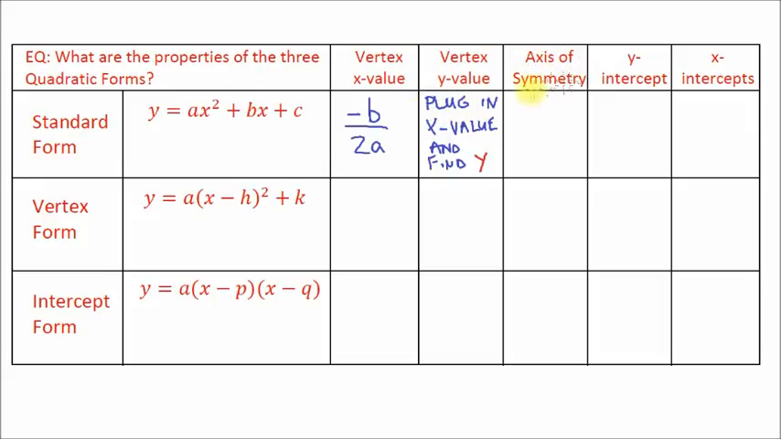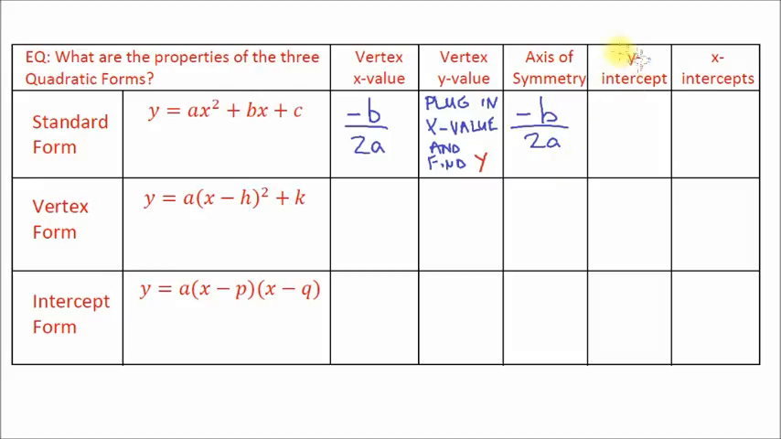Okay, how do we find the axis of symmetry? We know the axis of symmetry is a vertical line that passes straight through the vertex. Well, the axis of symmetry is actually found the same way the x value of the vertex is found. You just find it with negative b over 2a. And remember, the axis of symmetry is going to be x equals some number. It's a line, and we'll be looking at that a little bit later.